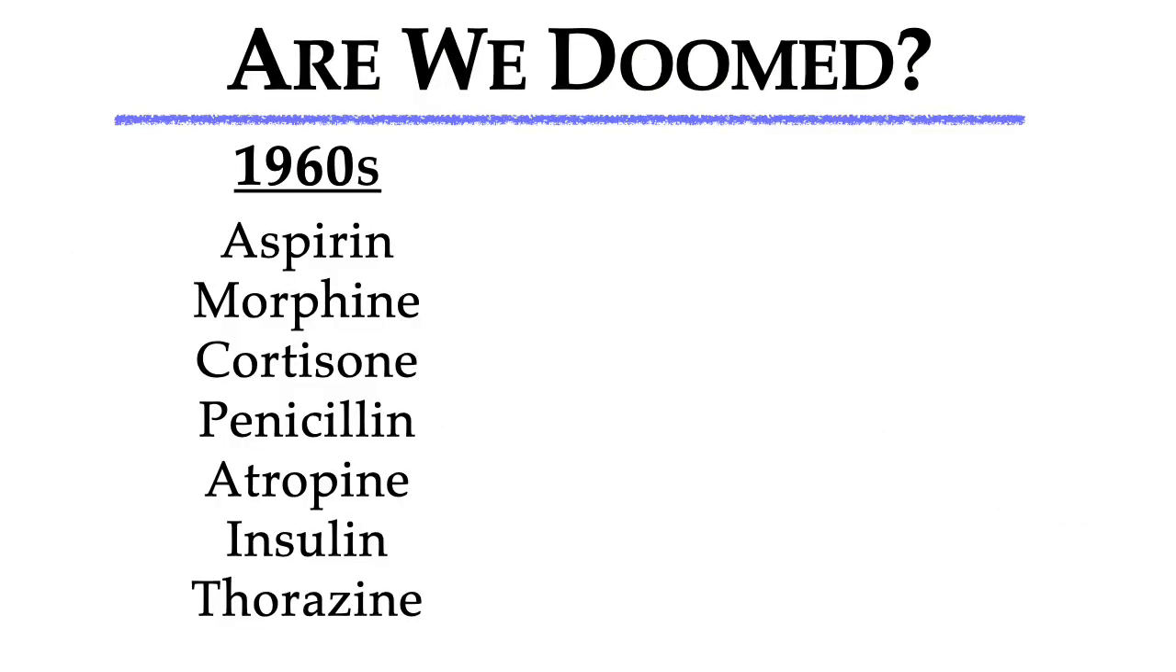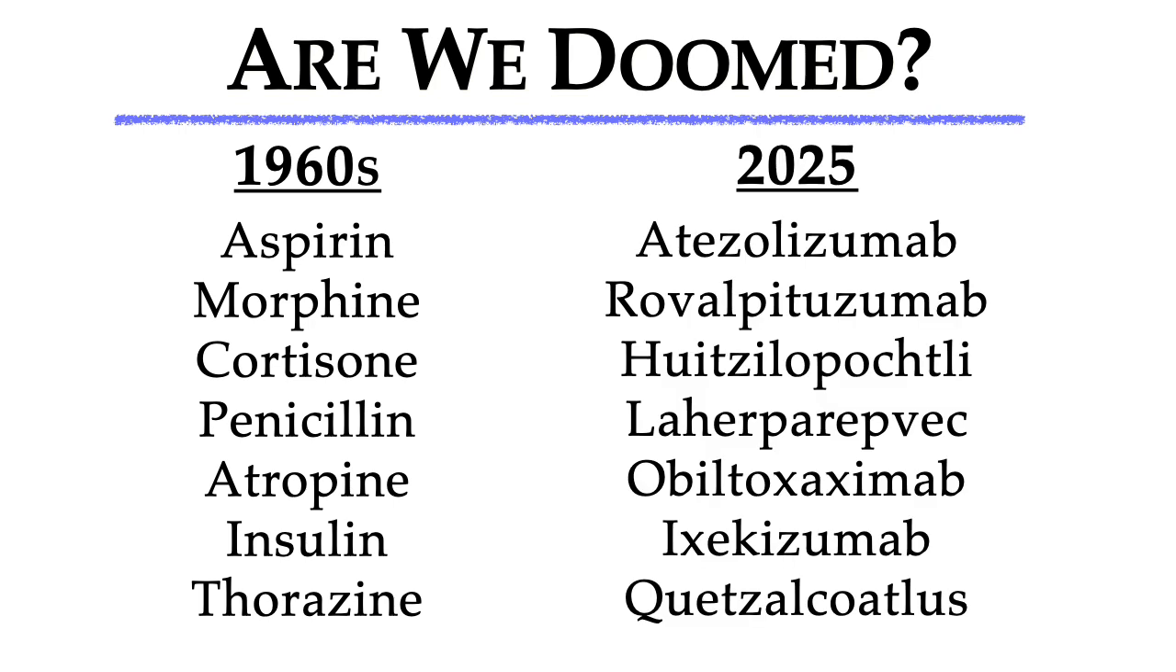Come on. When I was at UCSF, we had normal names for drugs: aspirin, morphine, cortisone, penicillin, atropine, insulin, thorazine. That's the kind of drugs we had then. Now, look at this. Unbelievable. Atezolizumab and all sorts of other crazy names. Now, if you look at that list, if you're really astute, you will notice that that one is not a drug.